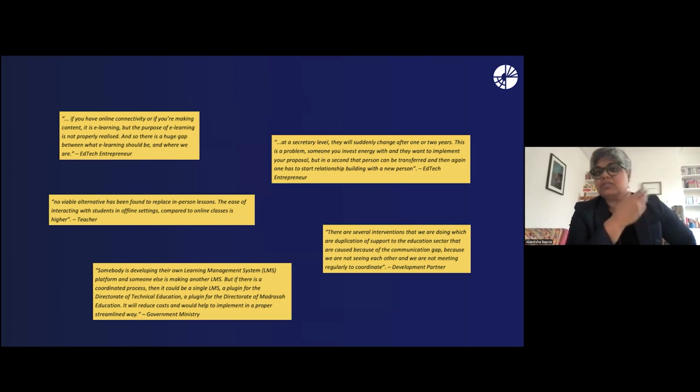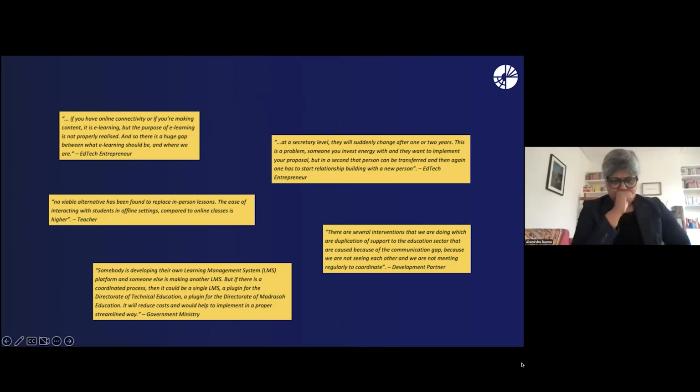EdTech is understood very differently across different stakeholders. For example, one of the entrepreneurs says that if you have online connectivity and you're making content, it is e-learning. But the purpose of e-learning is not properly realized, and there is a huge gap in how people understand that. Or in some cases, they say that if someone is making a PowerPoint and presenting that, that is EdTech. So overall, sectorally, there needs to be a more coherent understanding of what EdTech is for there to be a directed push towards scaling it up. So in spite of the fact that there is political will, there is significant room for things to change.